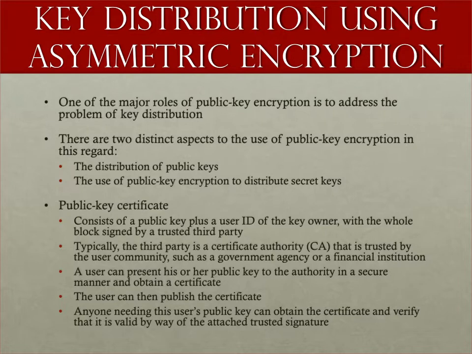So we know that key distribution can be done using public key encryption. Because why? Because once you have the public key for me, you can always use it to encrypt the symmetric key, right? So we can distribute keys very easily using public key cryptography. But again, the problem remains that I need to make sure when you give me your public key that you are really the person who you say you are. So there are two distinct aspects to the use of public key encryption in this regard: the distribution of the public keys and the use of the public keys to distribute symmetric keys or secret keys.